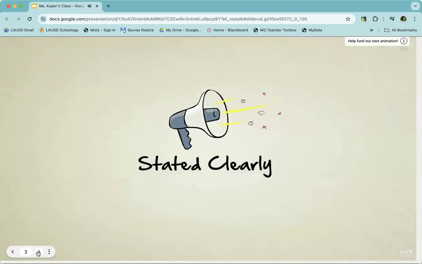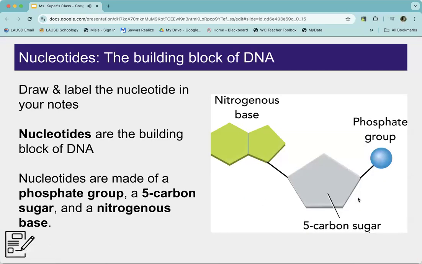All right, so nucleotides are the building block of DNA. There's a nucleotide in your note. Go ahead and label that nucleotide the same as the picture here. Nucleotides are made up of a phosphate group, a 5-carbon sugar, and a nitrogenous base. As you go through these notes today, you can pause the video to take time to write your notes. I'm just going to be going through the video, so don't feel like you have to keep up with me. You have control of the pace of this lesson.